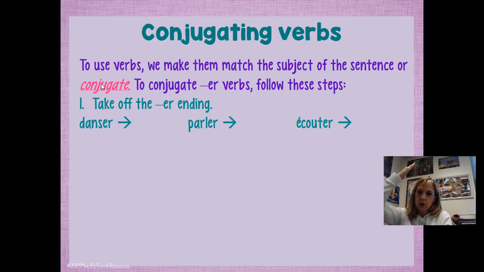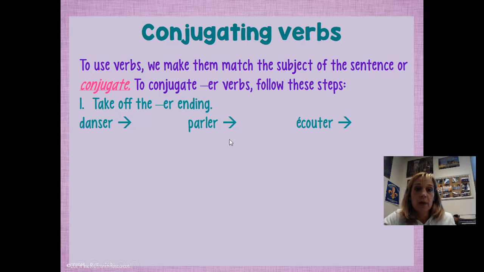Okay, we couper the ER, so we take off that ER ending. So these are the raw forms or the infinitive forms of the verb, the to form. If you look up in a dictionary, dance, you're going to see danser, okay? And we say in English to dance, but that little ER in the end makes us know that it's an infinitive, and then we say to dance.